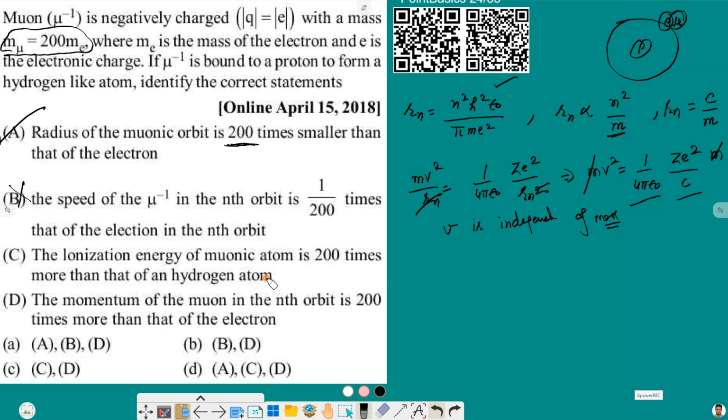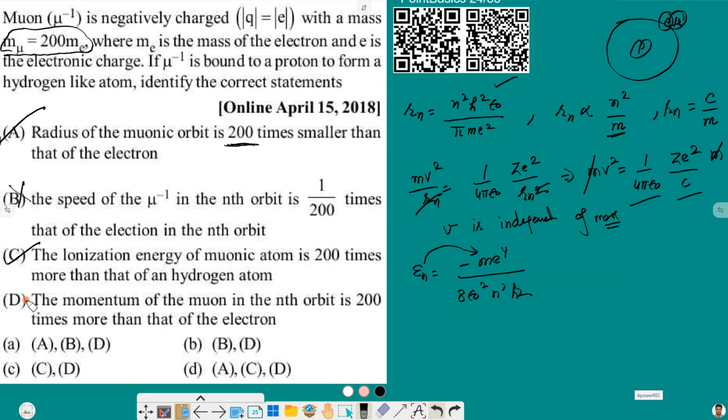Now coming to C, ionization energy of muonic atom is 200 times more than that of a hydrogen atom. Now the ionization energy formula En is minus Me4 divided by 8 epsilon naught square n square h square. So E is directly proportional to mass. So if mass increases, ionization energy will also increase. So option C is the right answer here.